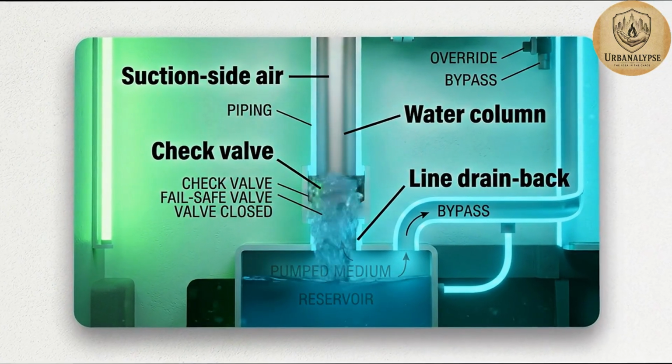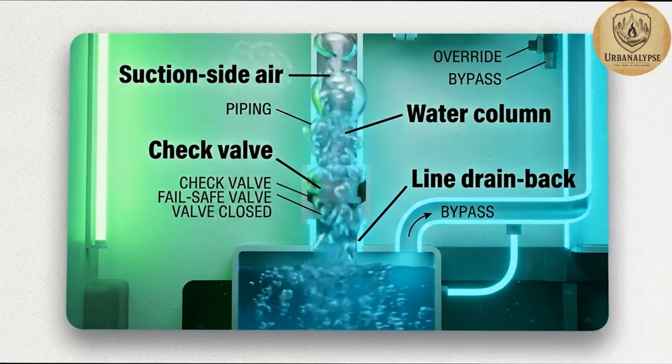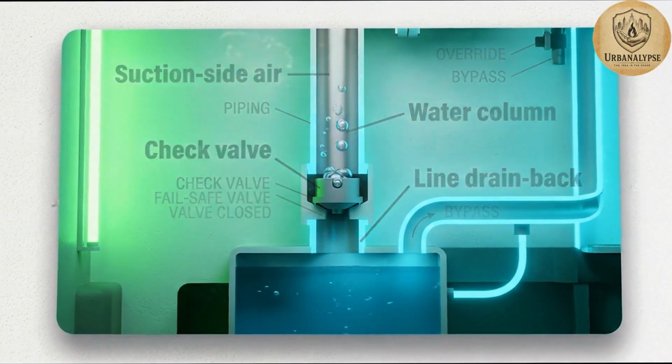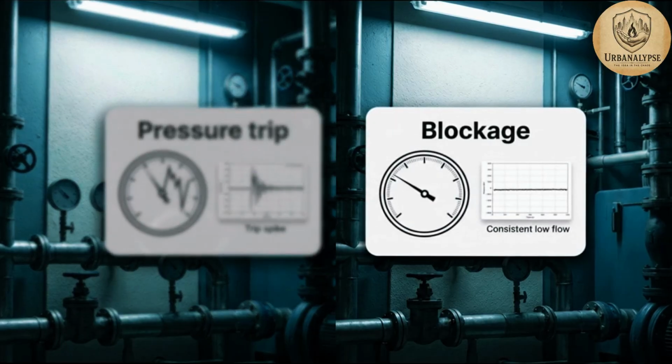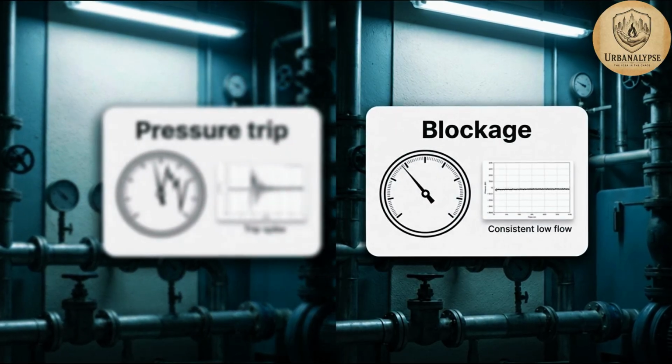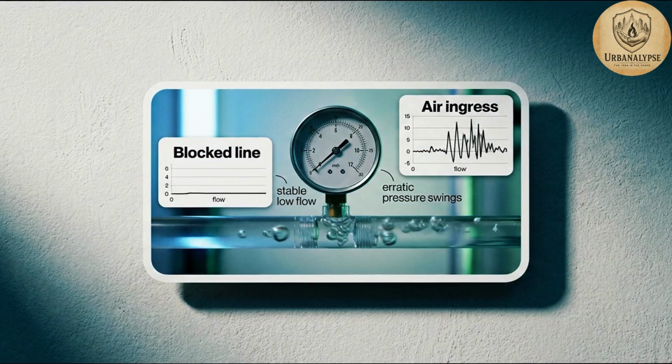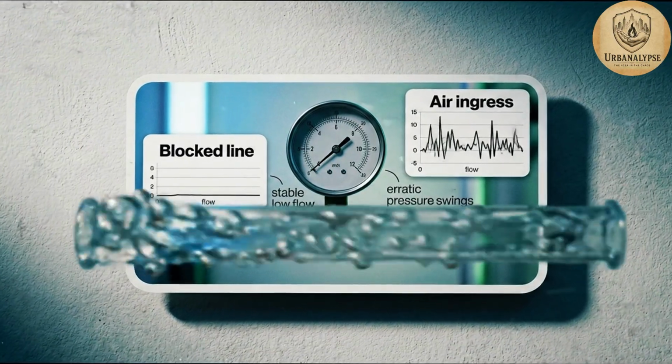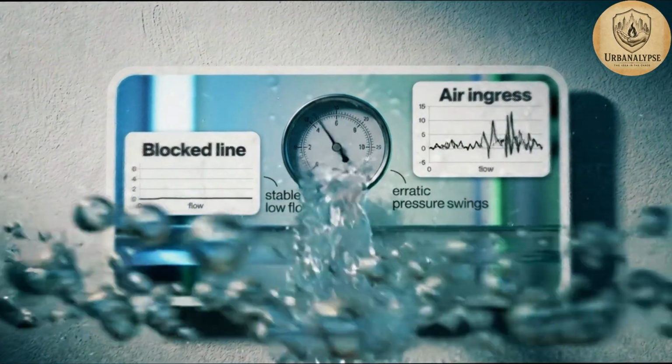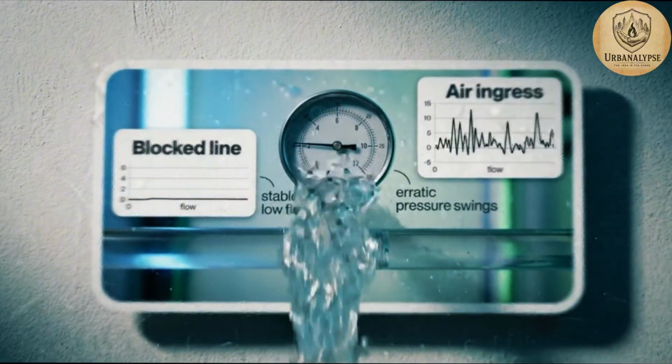A check valve allowing line drain back introduces a column the pump must displace before pressure builds, and often trips before it can. Mechanically distinct from blockage. A blocked line gives consistent low or zero flow. Air ingress gives erratic flow with pressure swings.